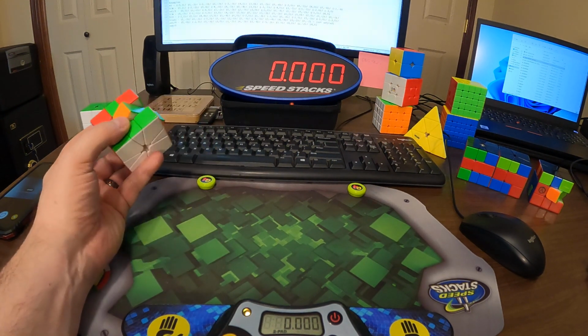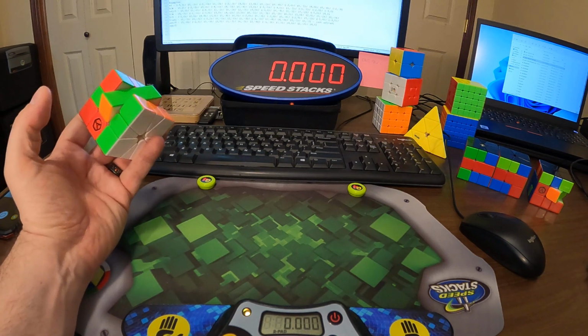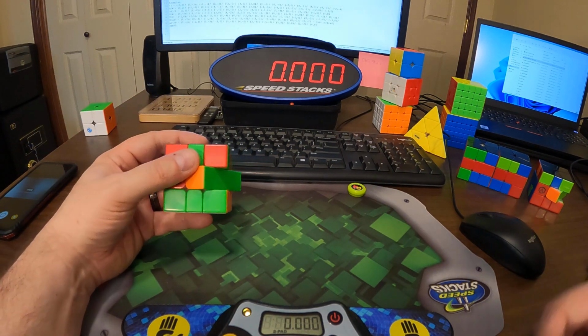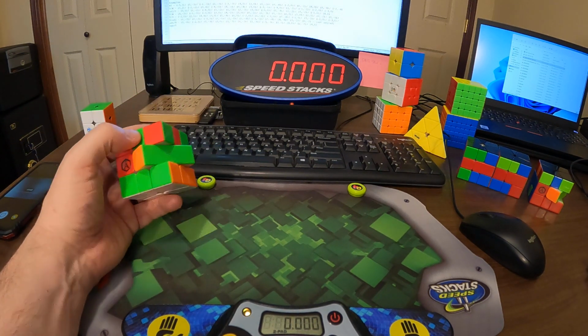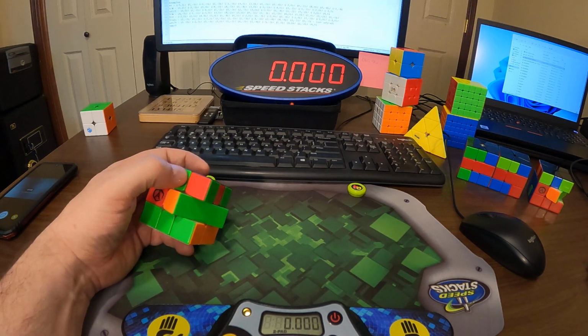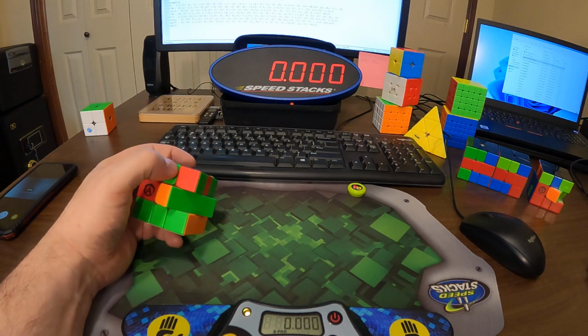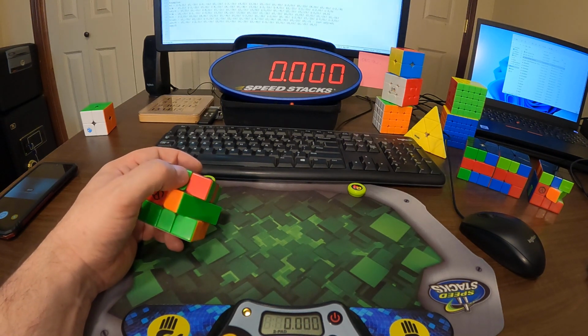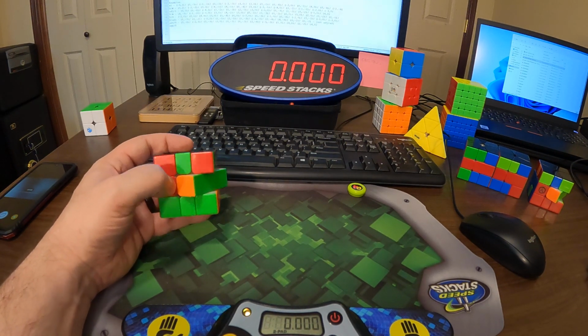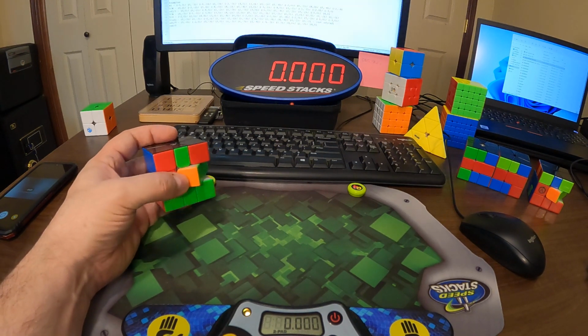So, if you're a beginner on Square-1, please go find a video that describes how to solve a Square-1. This is for folks that are beginners trying to get better. I'm in the low 20s. I'd like to get to sub 15. And so I think this will help me.